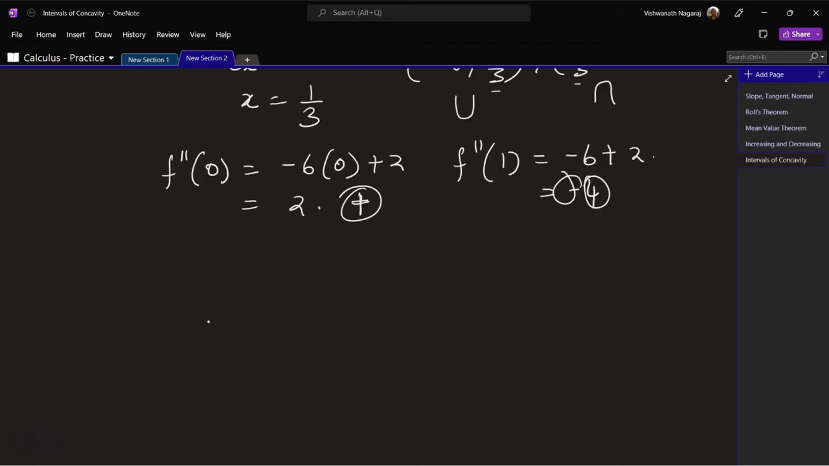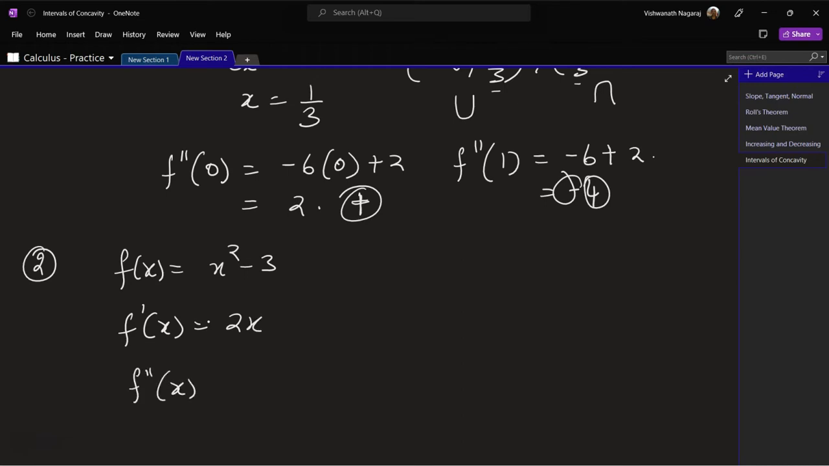Now, let's look at the second one. F of x is equal to x square minus 3. F prime of x equal to 2x. That means f double prime of x equal to 2. Now, whatever be the value of x, it will always be a positive number, that is 2. So that means our interval is going to be minus infinity to infinity. And it will always be concave up.